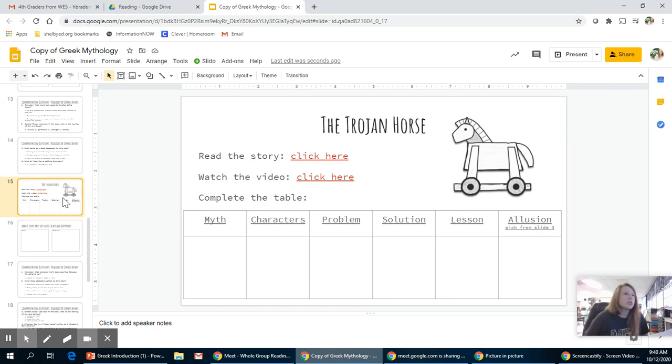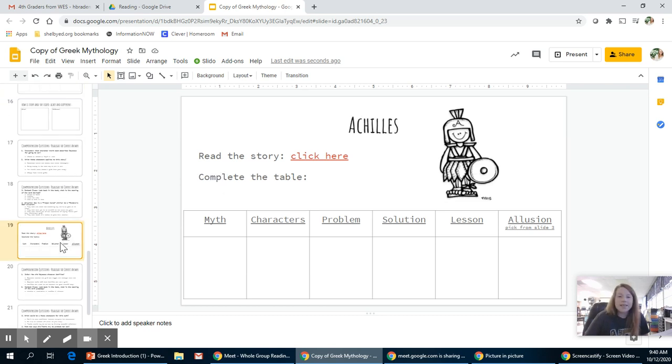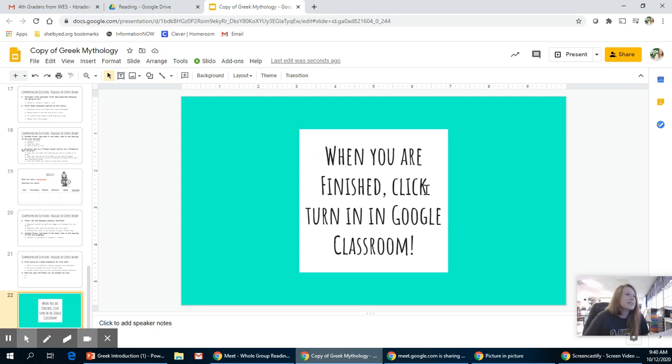Next one is the Trojan horse. Achilles, that's what we just talked about, Achilles and Achilles heel. And when you're done with all these slides, it says to click Turn In in Google Classroom. So you have all week to do that. Okay?